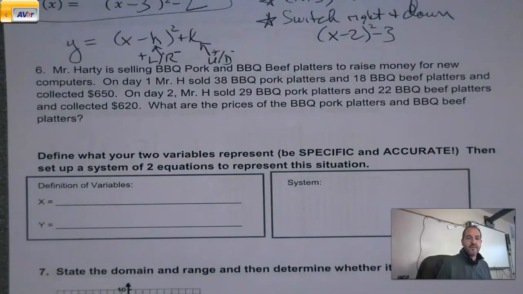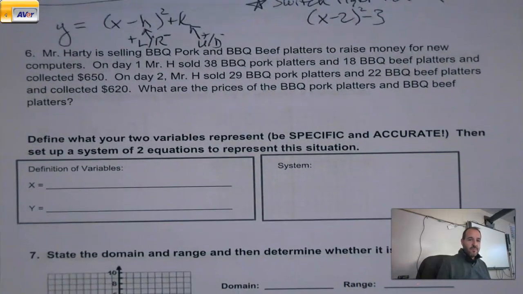All right. Going to be able to tell Mr. Hardy put this one together. Mr. Hardy is selling barbecue pork and barbecue beef platters to raise money for new computers. On day 1, Mr. H sold 38 pork platters, 18 beef platters, and collected $650. Day 2, 29 pork, 22 beef, collected $620. What are the prices of the barbecue pork platters and barbecue beef platters?